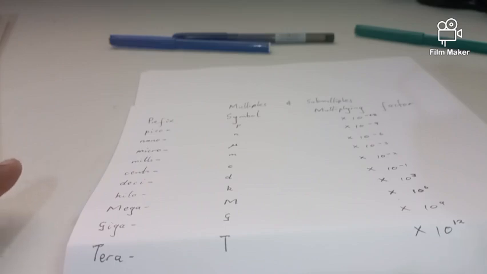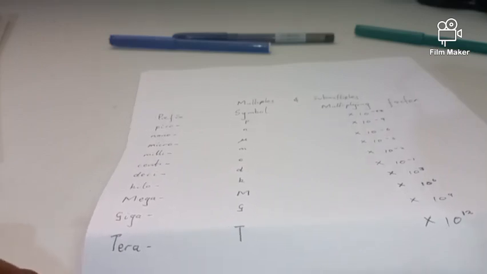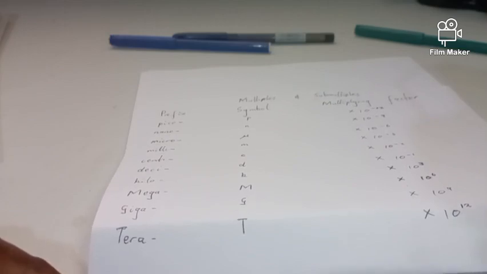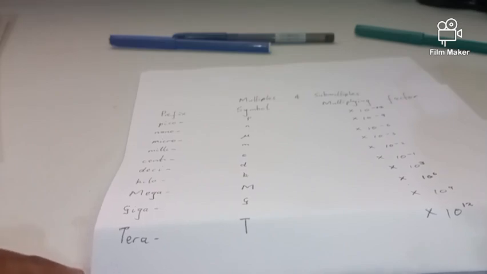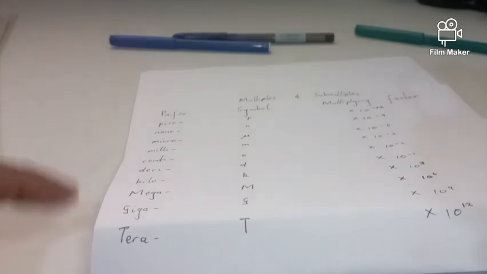1. Kilo, that should be a capital letter K, the multiplying factor times 10 to the power 3. Mega has a symbol of capital letter M, and multiplying factor times 10 to the power 6. Giga, the symbol is a capital letter G, multiplying factor times 10 to the power 9. The tera, the symbol is a capital letter T, multiplying factor times 10 to the power 12.